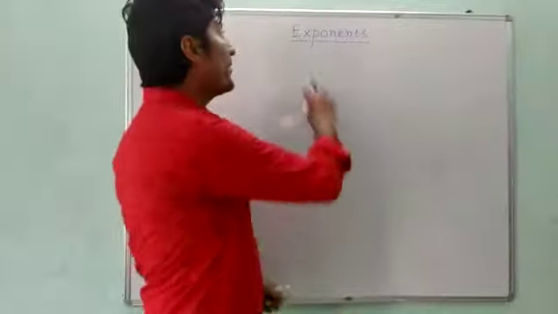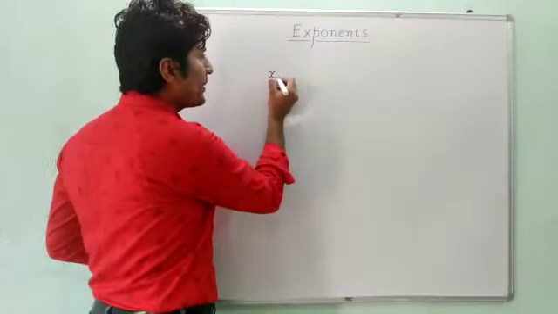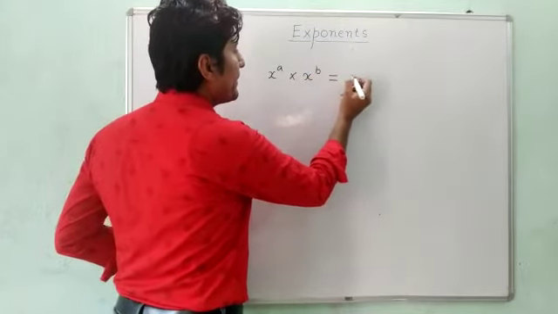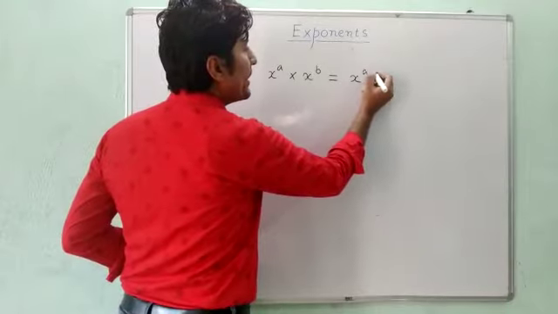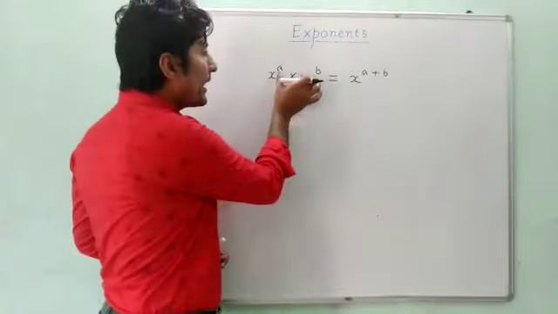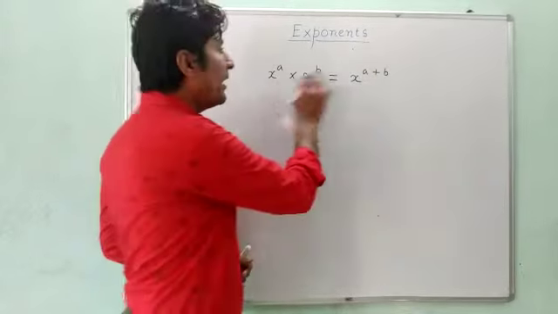Now let us see different properties of the exponent. Suppose we are having x to the power a multiplied by x to the power b, this can be written as x to the power a plus b. If bases are same, then we can add the exponent. If they are in the product form, then we can add the exponent.